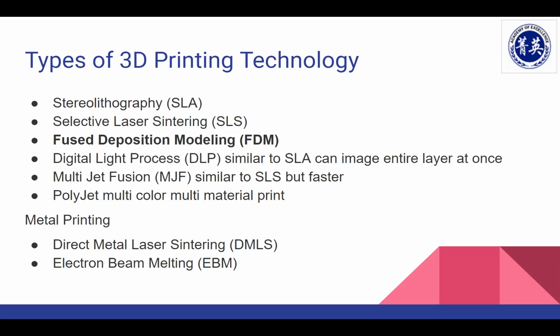So you can imagine it can be a lot faster using DLP versus SLA. And MJF is similar to SLS. It's powder, but it's faster. Polyjet is a multicolor material, and just in more recent years, you can actually print metal material, okay? So there are a couple of different types.